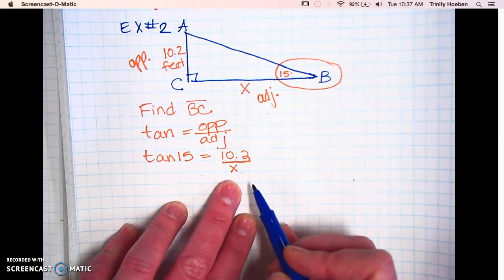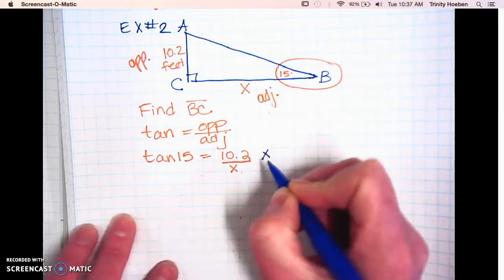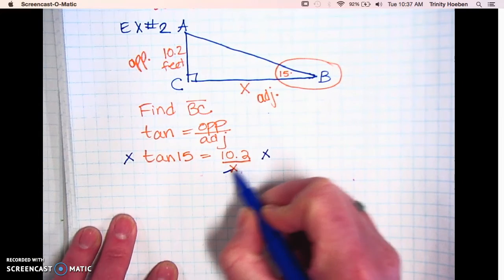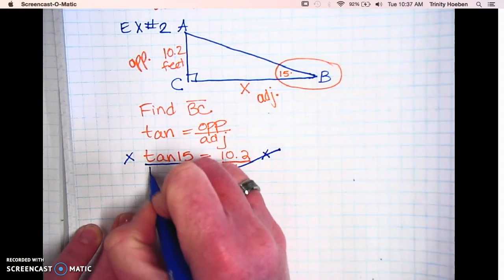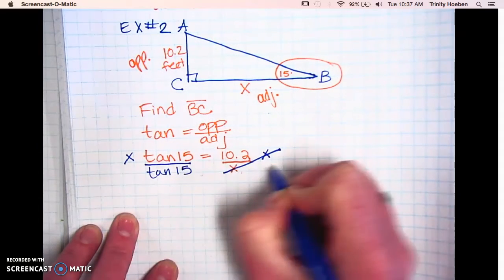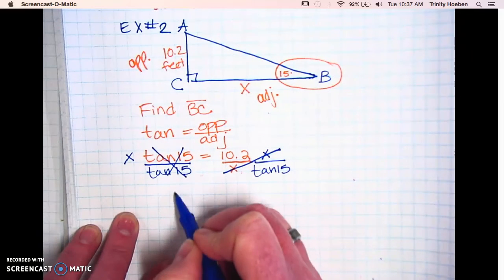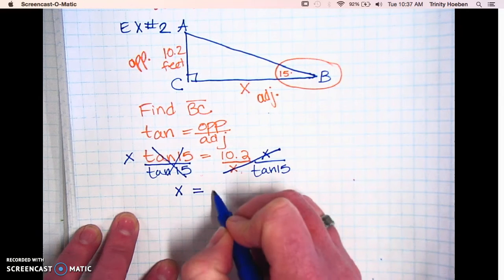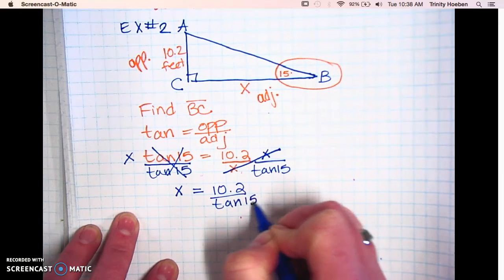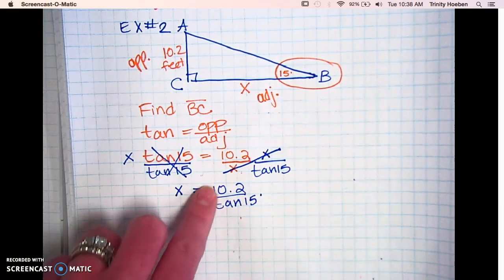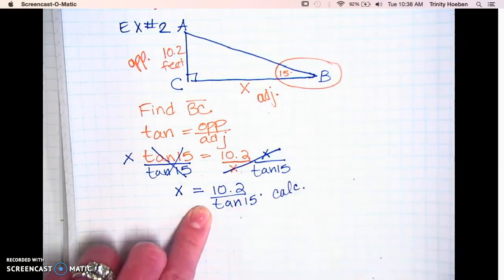So we want to get X by itself. Right now it's in the denominator, which is the trickiest spot. In order to get it out of there, we're going to multiply both sides by X so that over here they will cancel out. And then over here, we're going to divide both sides by tangent of 15. And they'll cancel out over here, and we're left with X being equal to 10.2 over the tangent of 15 degrees. Guess what we can do with that? We can type that in the calculator, and it'll spit out an answer for us.